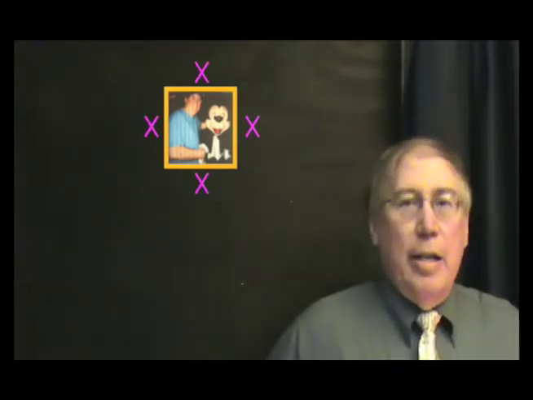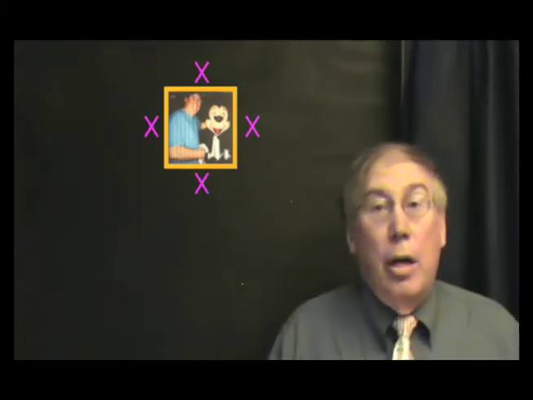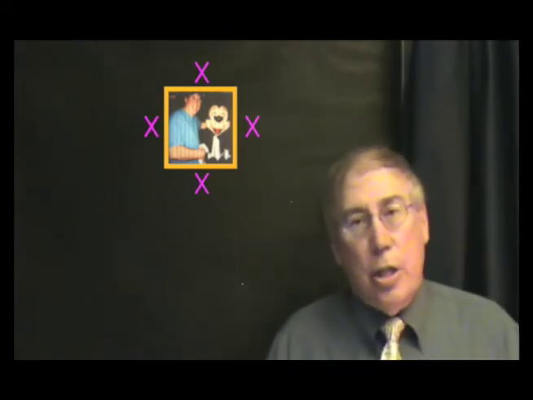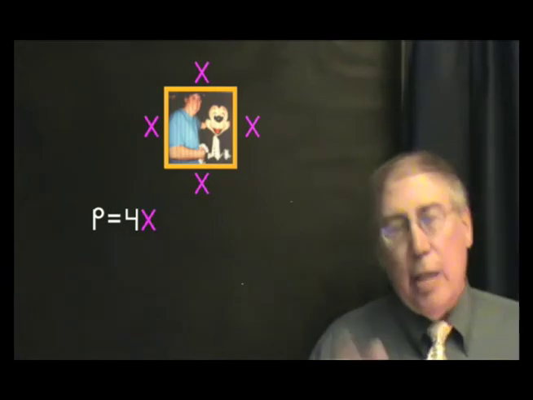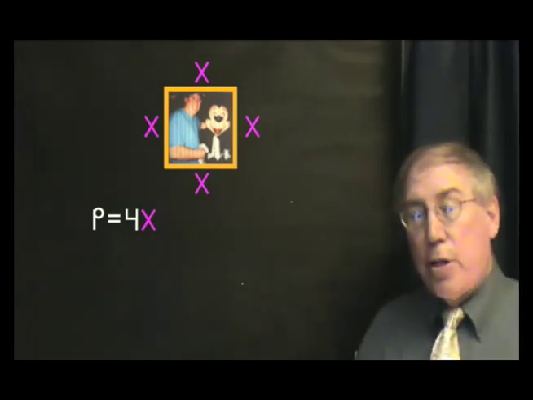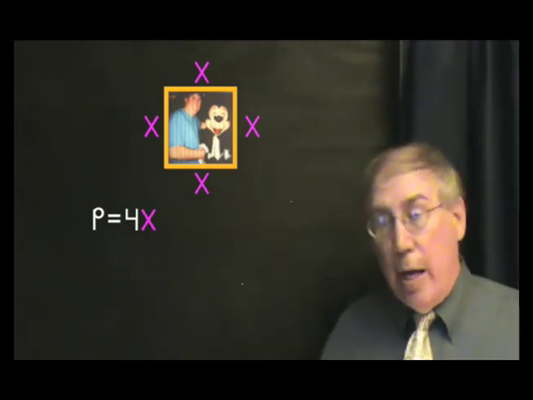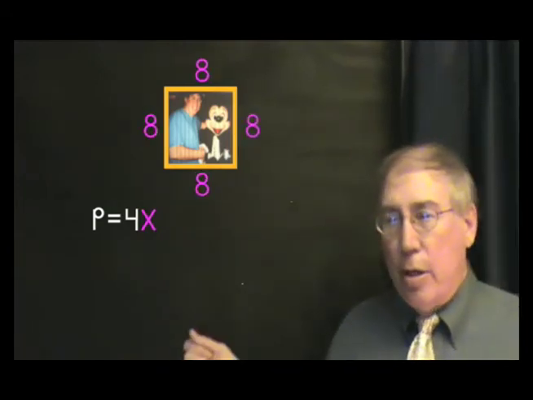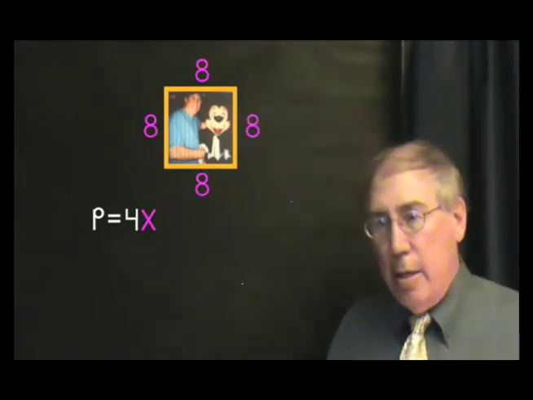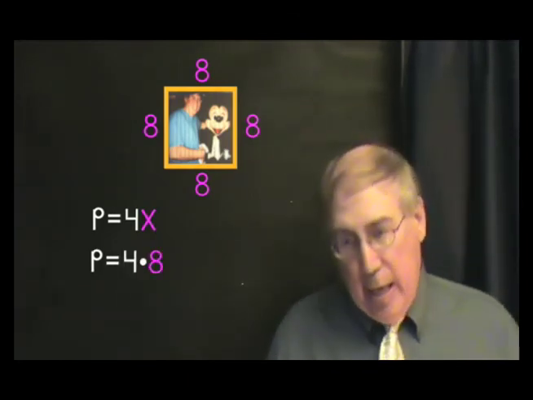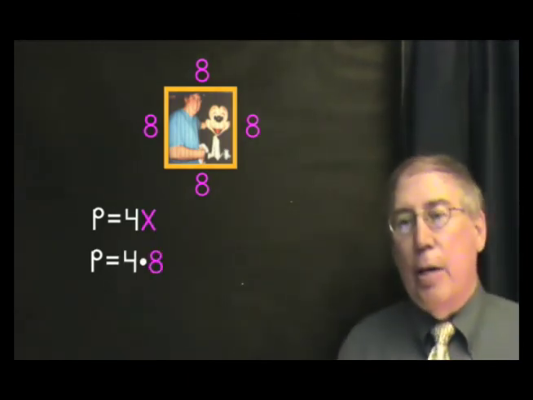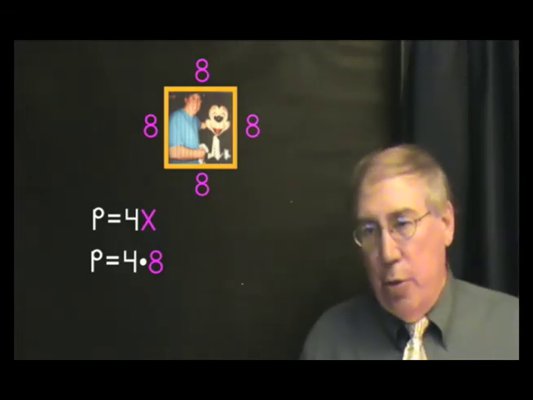This last case has to do with a square picture frame. Just like with the Rubik's Cube, all sides are going to be equal. Let's say it's x. So our fancy formula could be P equals 4x, and let's say that's 8 inches on a side, so we'll get P equals 4 times 8, and P equals 32 inches.